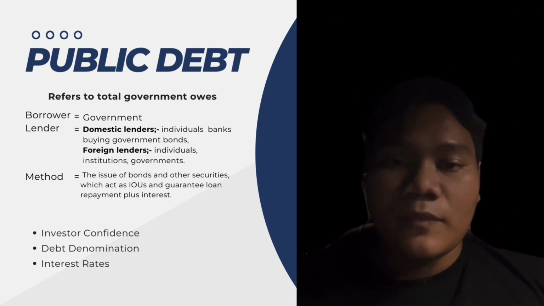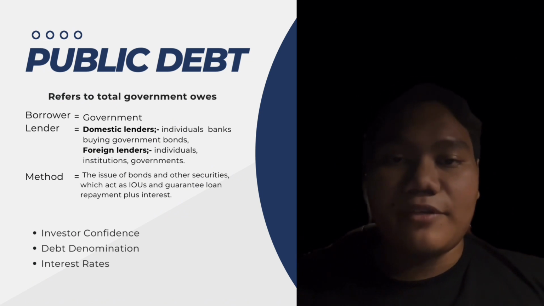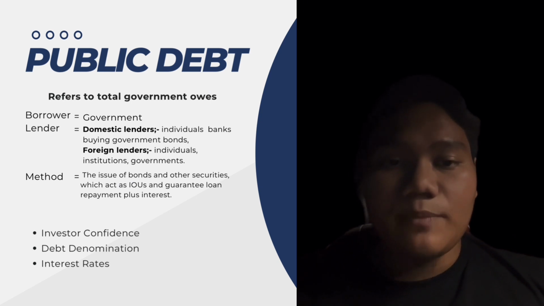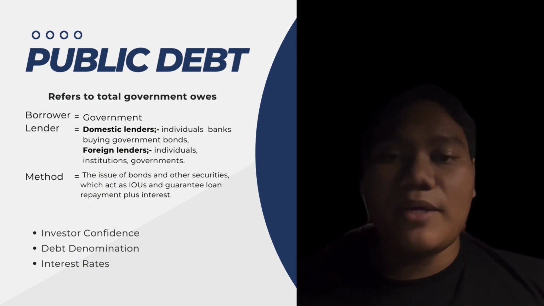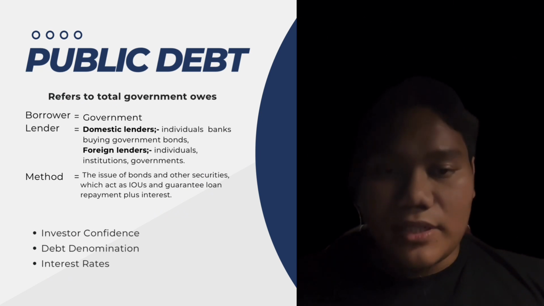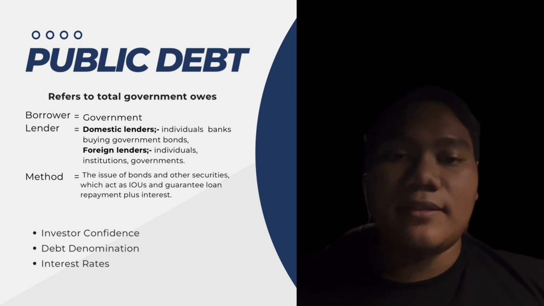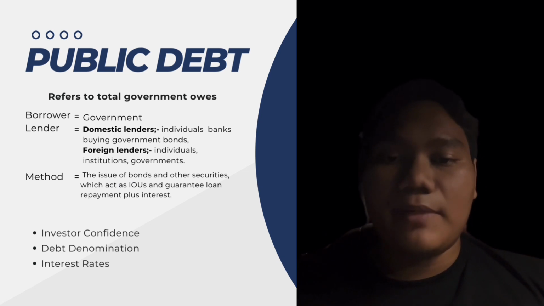The amount of state debt can be affected by various factors, including the rate of interest, investor confidence, the type of debt, and borrowing methods. High interest rates can cause the government to pay more to borrow money, while low investor confidence can encourage the government to borrow more money. The type of debt and borrowing methods also impact public debt.